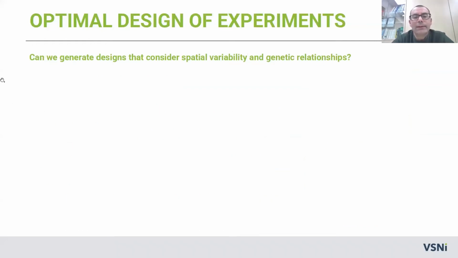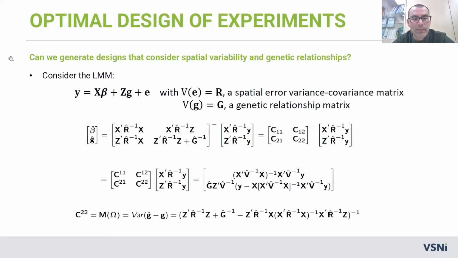Now, can we generate designs that consider both of these, the spatial variability that I have talked about and these genetic relationships? And the answer is yes. We can generate these designs, and there are a few software packages around to do it, and you can create your own algorithm. So what I'm showing you here is a bit of the extra math, but for a linear model where I have some fixed effects and random effects, the random effect will be a genetic effect to estimate, for which I might have a genetic relationship G, which could be based on genomics.